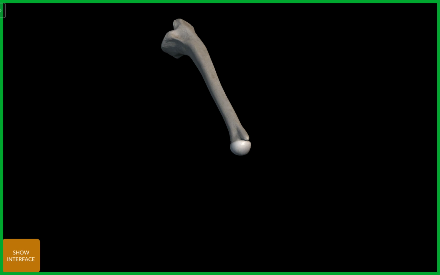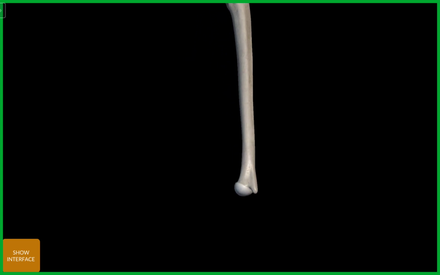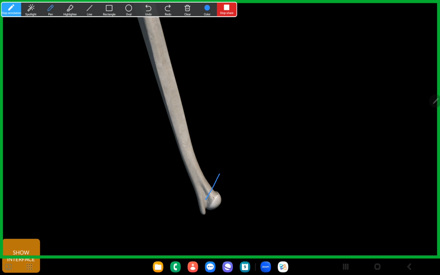When we talk about the features, the lower end is made up of a rounded head and a small projection which is called the styloid process. Here you can see a well demarcated groove in between this styloid process and the rounded head of the ulna, and this groove accommodates the tendon of the extensor carpi ulnaris muscle.